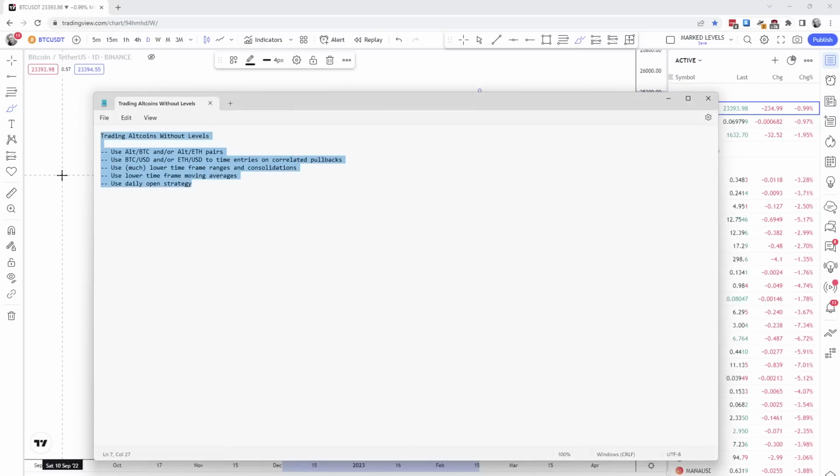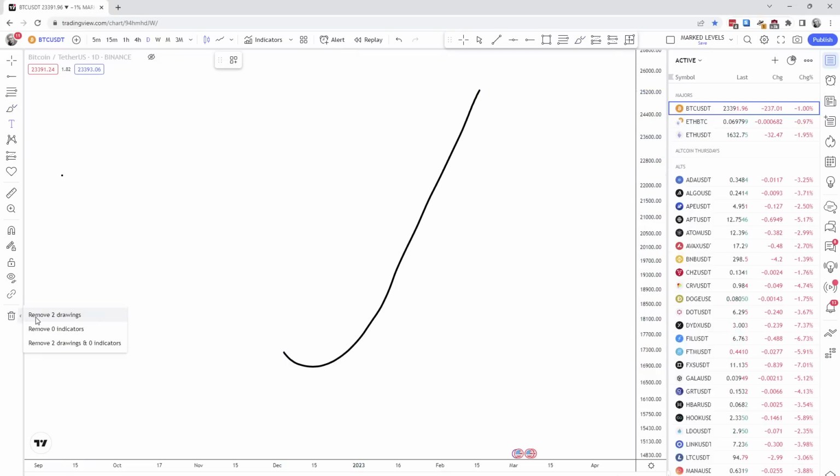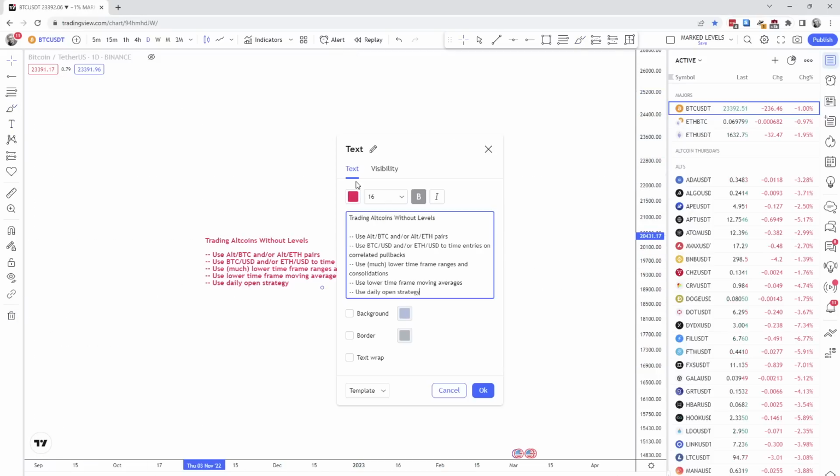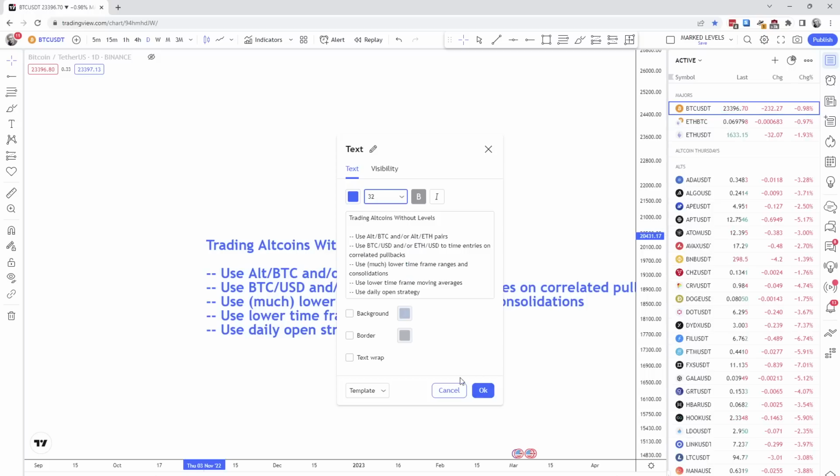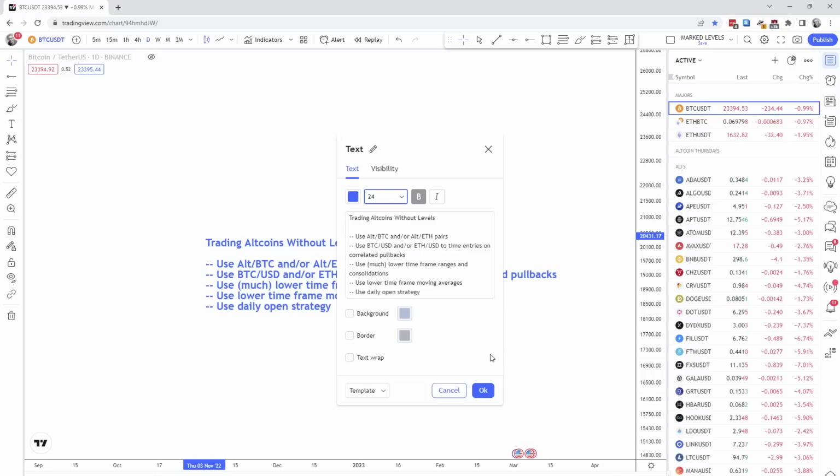So if we just quickly transplant this, right, make it a less offensive color, bit bigger, not that big, that's what she said.